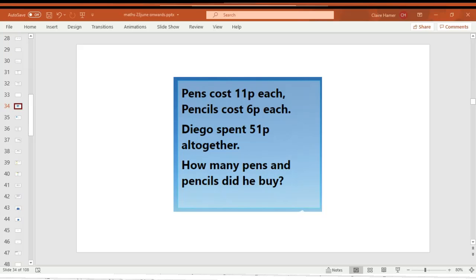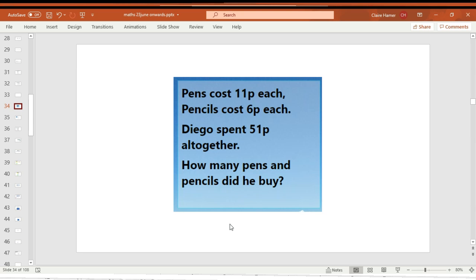On screen you can see today's starter task. It says, pens cost 11p each, pencils cost 6p each. Diego spent 51 pence altogether. How many pens and pencils did he buy? Pause the video and have a go.